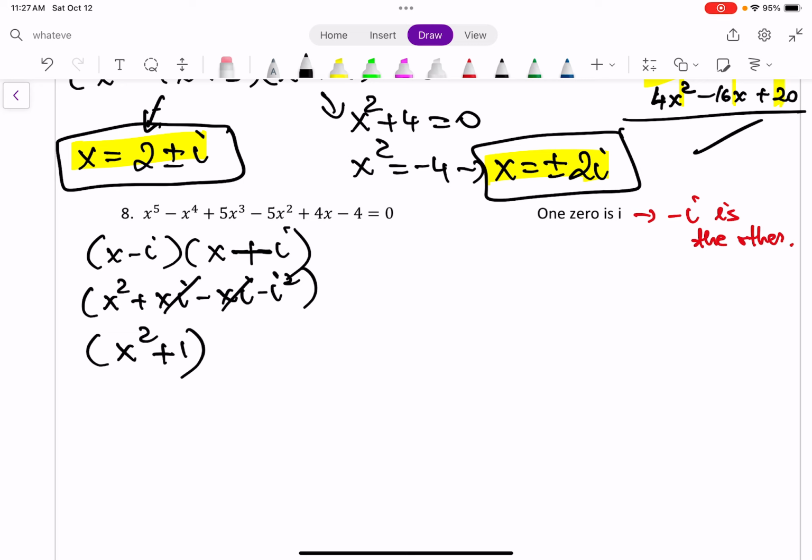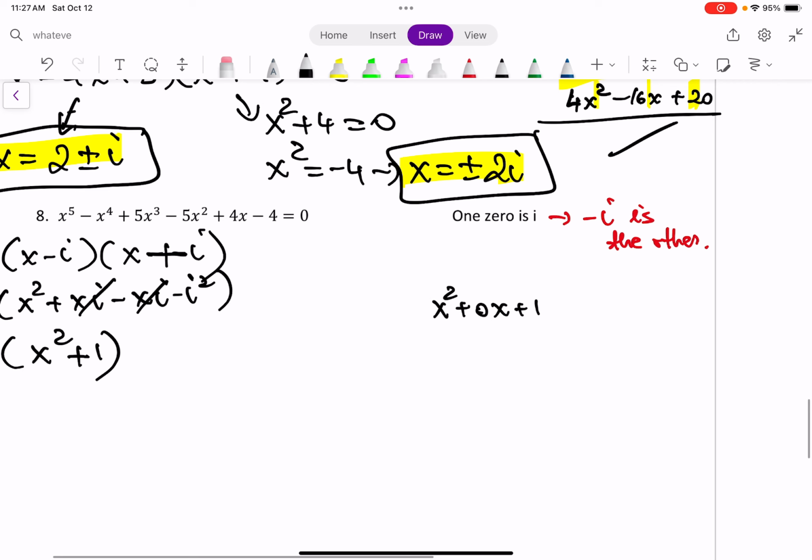So yeah, very similar. The x squared plus 4 gives you plus or minus 2i. The x squared plus 1 gives you plus or minus 1i for answers. Now, let's find the leftover polynomial. So, one more long division.